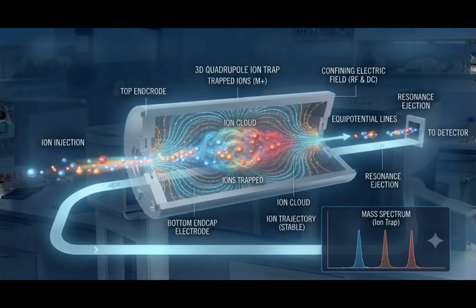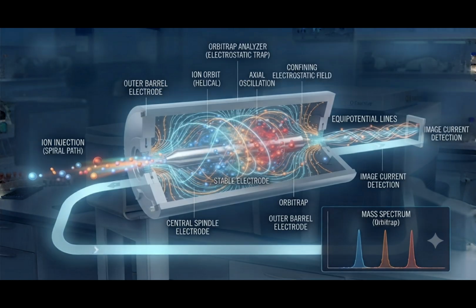Ion trap. An ion trap is a mass analyzer. Ions are confined using an electrical field. The instrument can selectively eject ions according to their mass to charge ratio. Ion traps can also perform multiple stages of mass spectrometry, making them useful for structural characterization and fragmentation studies.